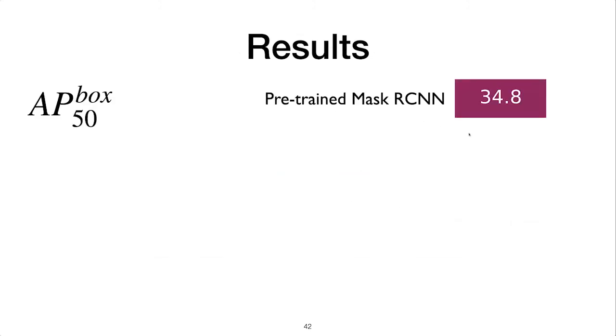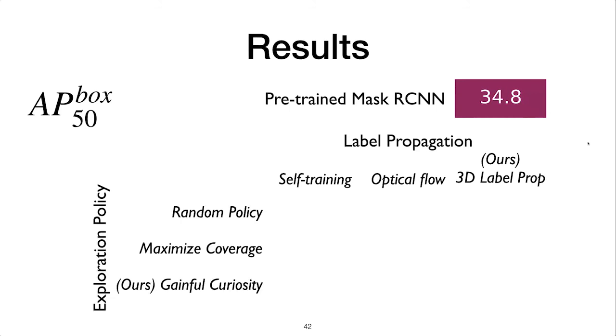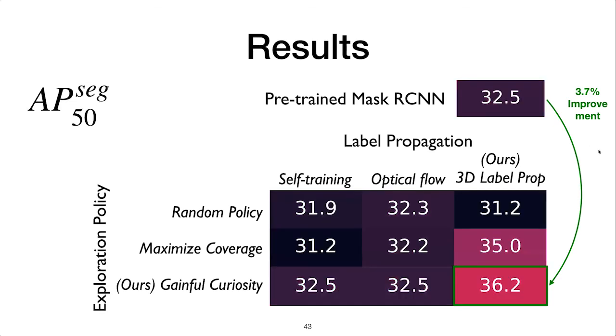So a pre-trained Mask R-CNN model on this kind of data, egocentric data of this form, gives you 34.8 mean average precision. I guess we are doing label propagation. There are other ways in which you can do label propagation. We are learning an exploration policy. There are other ways in which you can learn an exploration policy. And it turns out what we are doing improves performance, both in terms of label propagation and exploration policy. We're able to get like a 5% improvement in performance over pre-trained Mask R-CNN in this fashion. You can also look at segmentation metrics. There is also an improvement over there.